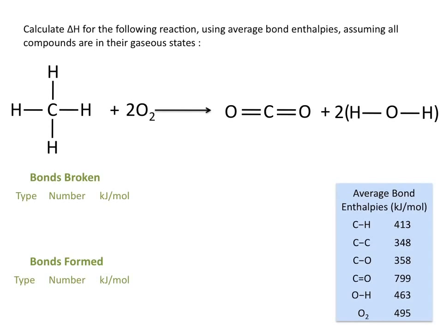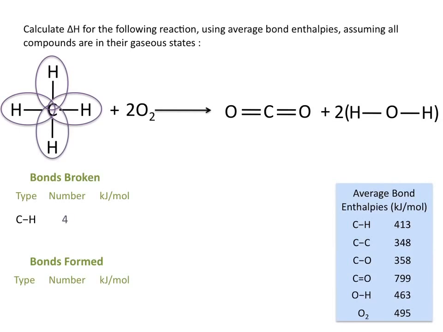And now to keep track of all the types of bonds and how many you have, I think it's nice to set up a little chart where you have the bonds broken and the bonds formed. So let's start with the bonds broken. The first type of bond you'll see on your reactant side is the carbon-hydrogen bond. And you'll notice that we have 1, 2, 3, 4 carbon-hydrogen bonds.